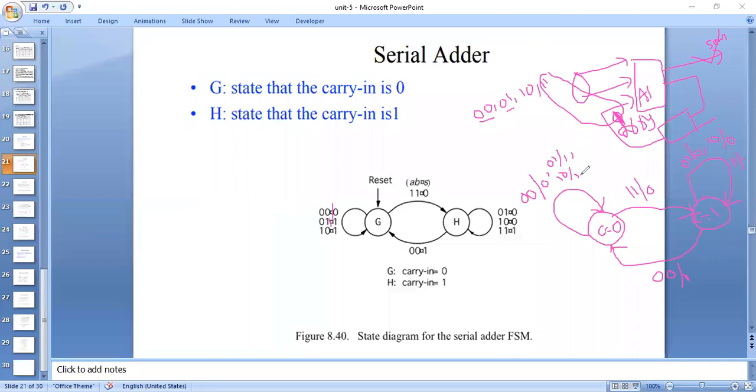So like that you have to draw the state diagram. Okay, so we assume the previous carry is 0, so present state is 0, and what we are assuming present state will be equal to 1. Okay, so this is the state diagram of the Mealy state serial adder, Mealy type state diagram. And from this state diagram you have to draw the state table.